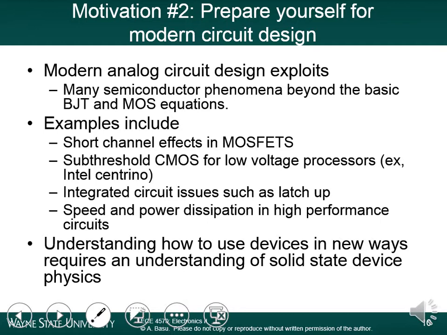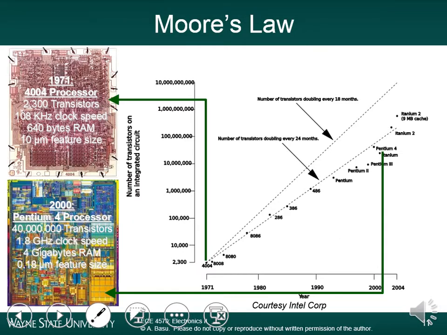Second thing that we were talking about, modern electronics. So modern analog circuit design exploits semiconductor phenomena besides the basic BJT and MOS equations. Things like short channel effects in MOSFETs make it difficult to make transistors smaller than they already are. Let me move ahead here. Have we seen? Yes, Moore's law.